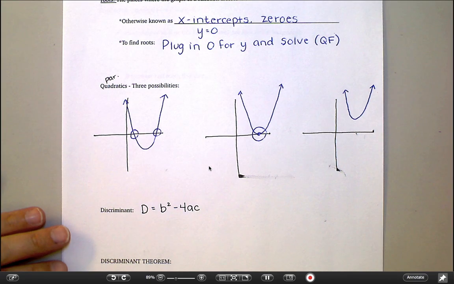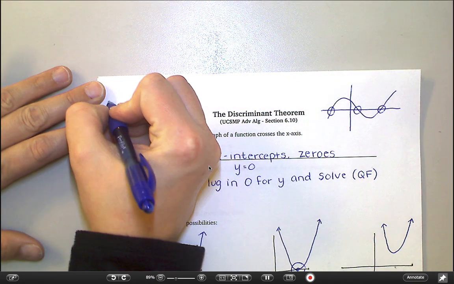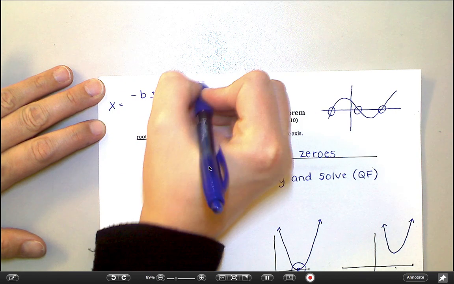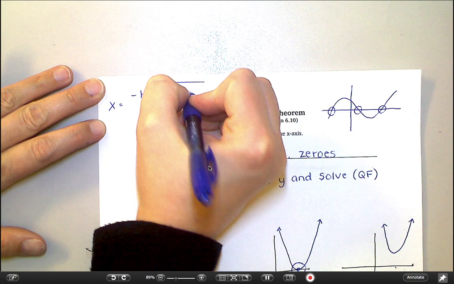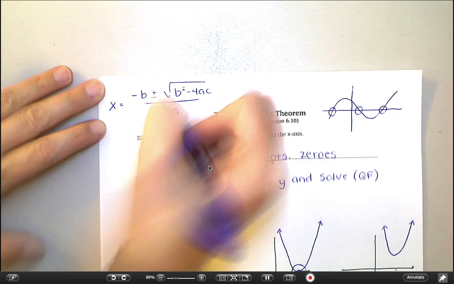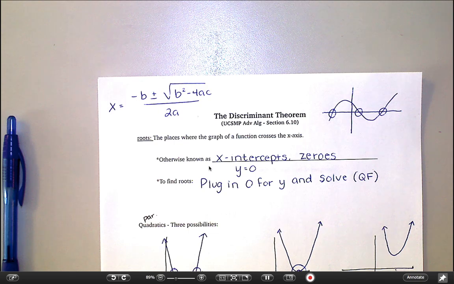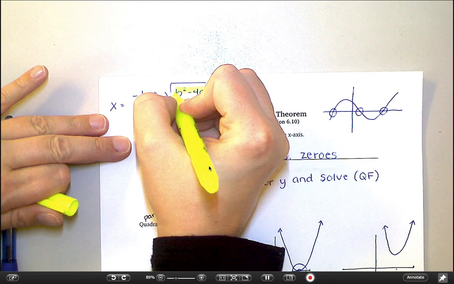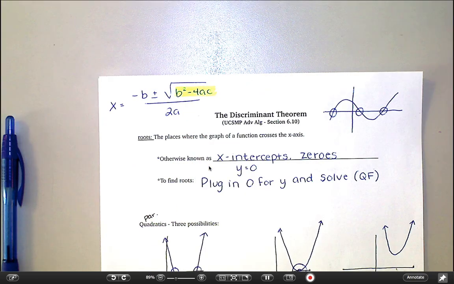So if you think about the quadratic formula, and maybe I'll write that up here. x equals negative b plus or minus the square root of b squared minus 4ac, all over 2a. So the discriminant is this little piece right here. It's the piece underneath the square root.